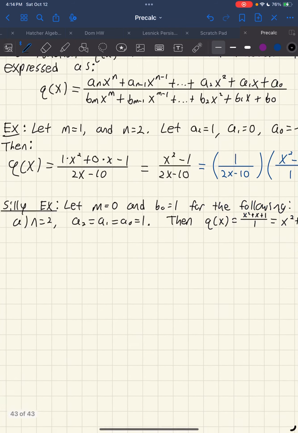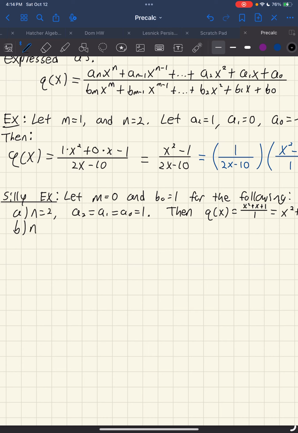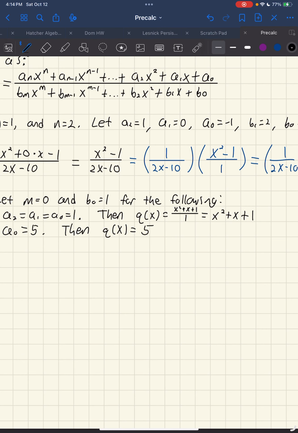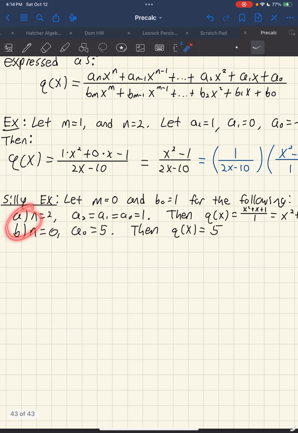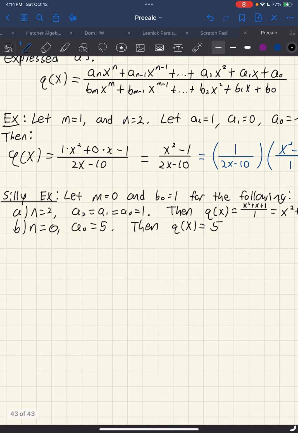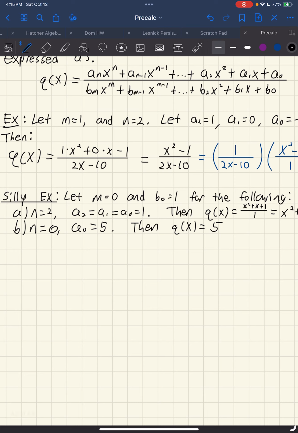Taking it even a step further, in the next example we'll let n equal 0 and a0 equal 5, for example. Then q of x is literally just 5 divided by 1, or just 5. A constant function, showing that constant functions are also rational functions. So by no means is this a proof. These are just examples, but they're intuitions showing that polynomials are rational functions, and constants are rational functions. Cool. And at any point, feel free to pause.